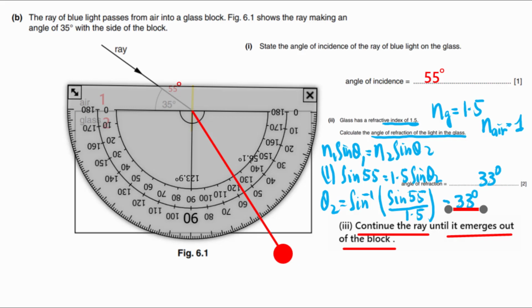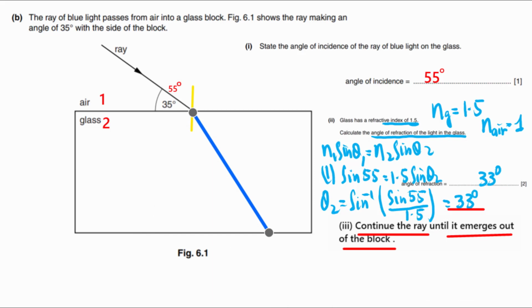We can use a different color for the refracted ray. Let me use the blue one. So this is our refracted ray at an angle of 33 degrees. This is how you can draw. Again, we need to draw the normal line. I will be using yellow color for that. So we have to draw the normal line at this point. A little adjustment so it looks a little better. So this is our second normal line.